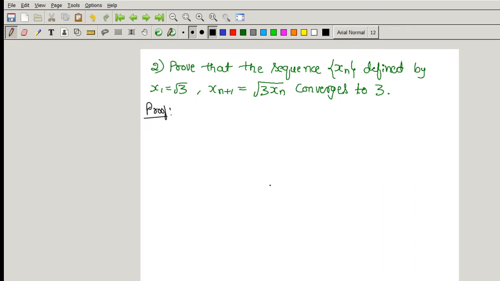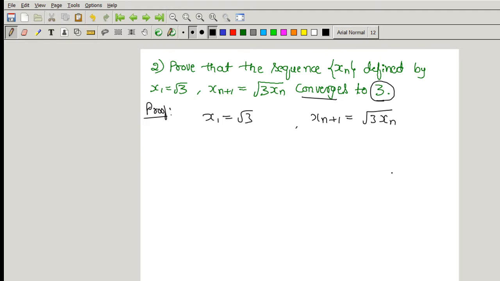First, I'm checking whether the sequence is monotonically increasing or decreasing, because if the sequence is monotonically increasing and bounded above, then the sequence is always convergent. I'm coming to that part later; just now I'm proving convergence. So given x1 is root 3, the general representation of the nth term is xn plus 1 is equal to root of 3 into xn.